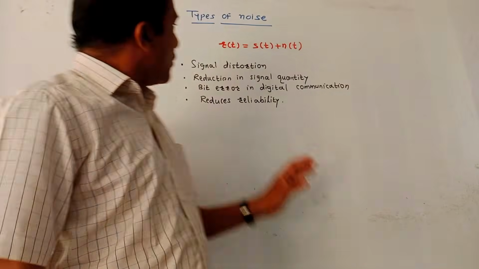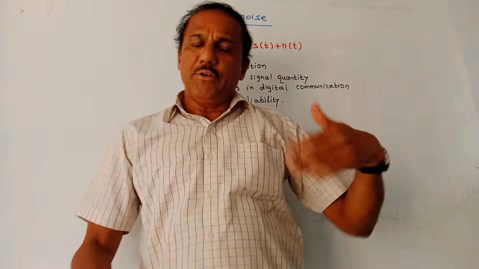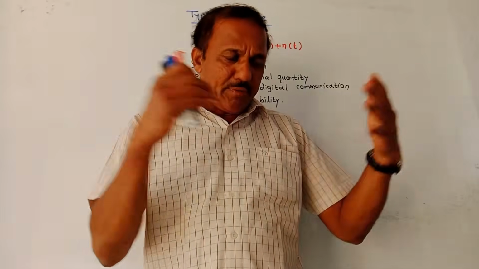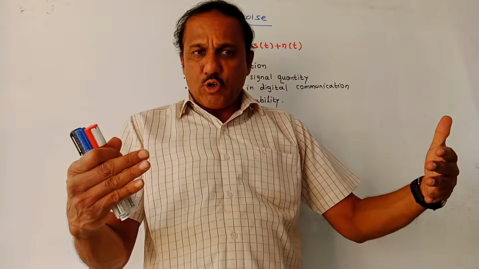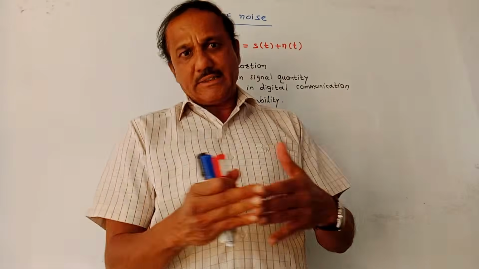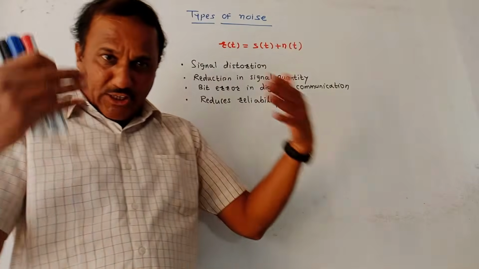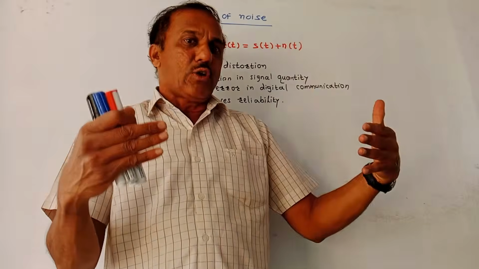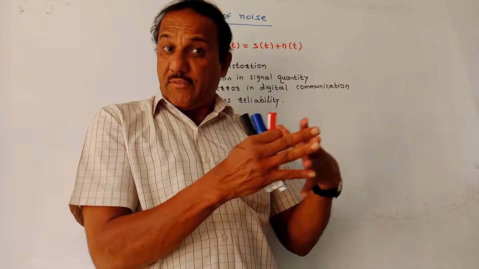Dear students, this topic is types of noise in the communication system. In this session, we will discuss the two major types of noise, that is external noise and internal noise. Then we will discuss the noise calculation and different methods which are used to minimize the effect of noise.